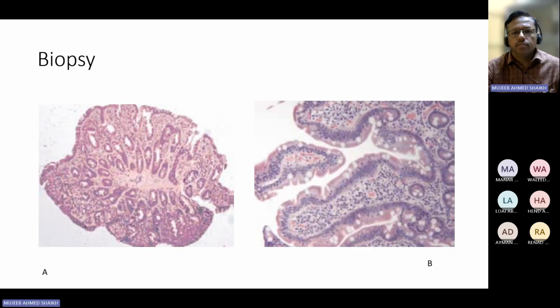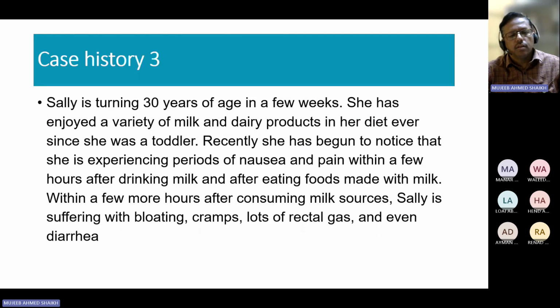Biopsy of this patient from the small intestine shows what? Villi are lost. You cannot see villi going up and down. So there is loss of villus and there will be infiltration with lymphocytes. So again, this is a case similar to celiac disease.